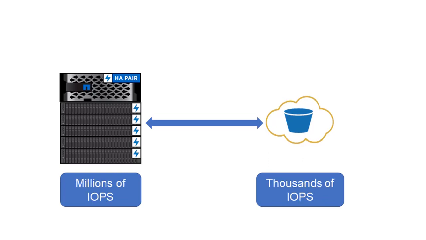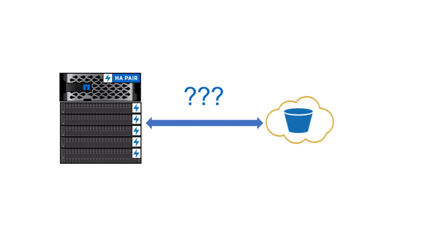We're talking millions of IOPS versus thousands of IOPS, maybe tens of thousands of IOPS. We're talking sub-millisecond latencies versus sub-second latencies. We're trading price for performance, which is exactly what we want to do. We want to pay less to store data that we rarely use. That doesn't mean that performance has to be awful.